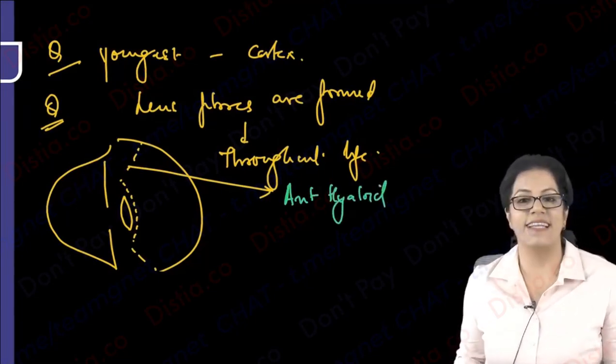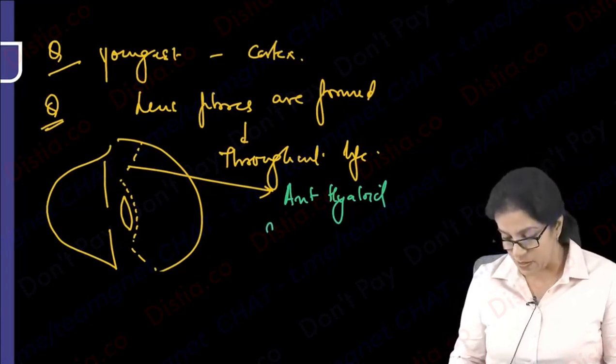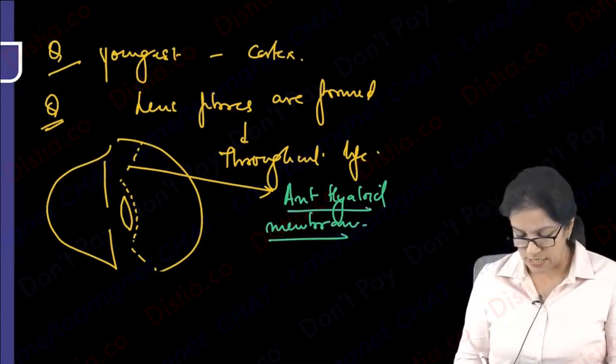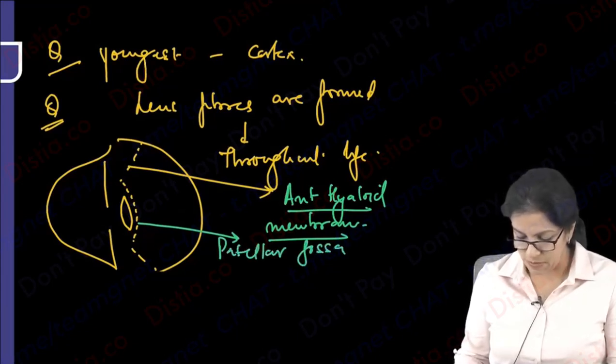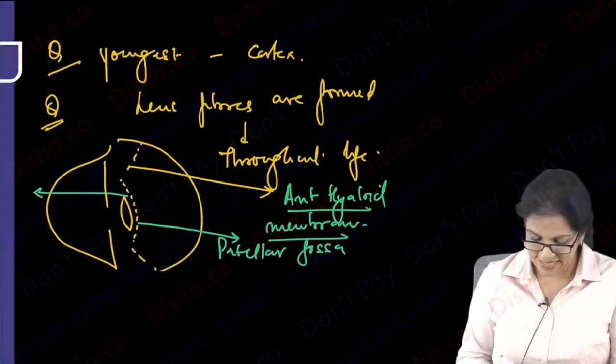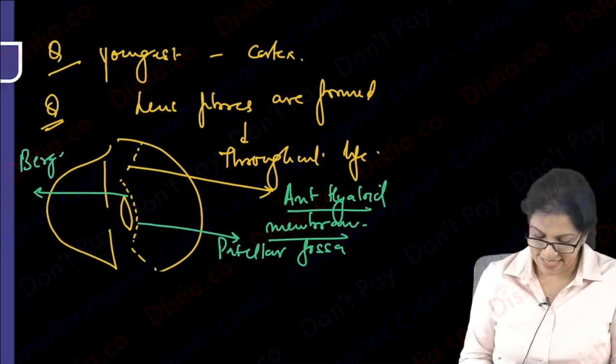Can you just add this in the anatomy part, please? So, anterior hyaloid membrane. Okay. So this whole thing is called patellar fossa, right? The space between the two is called Berger's space. This is called Berger's space.